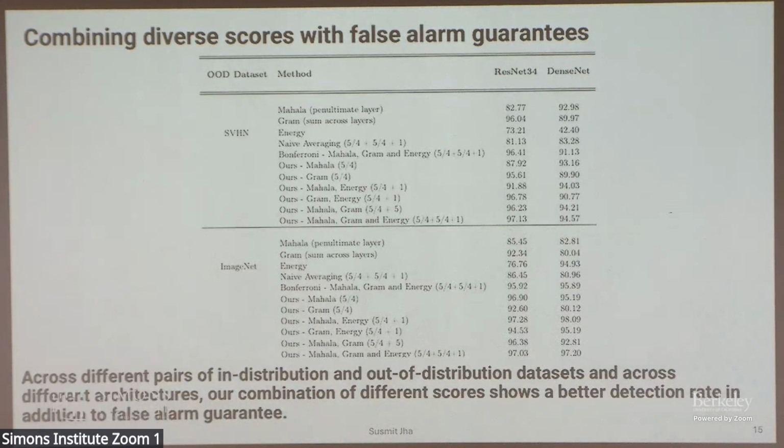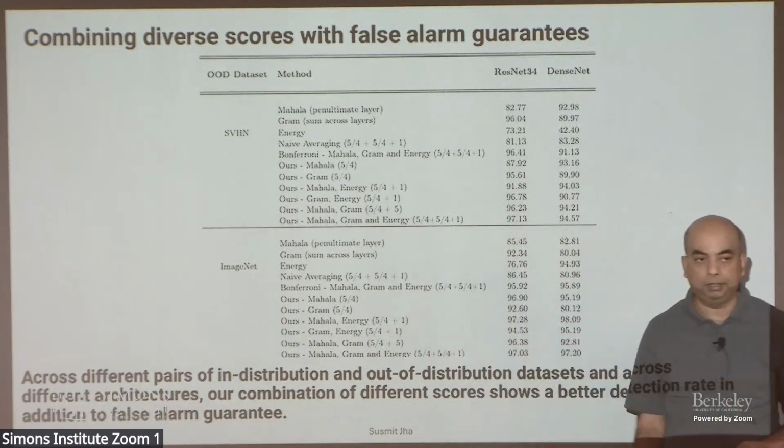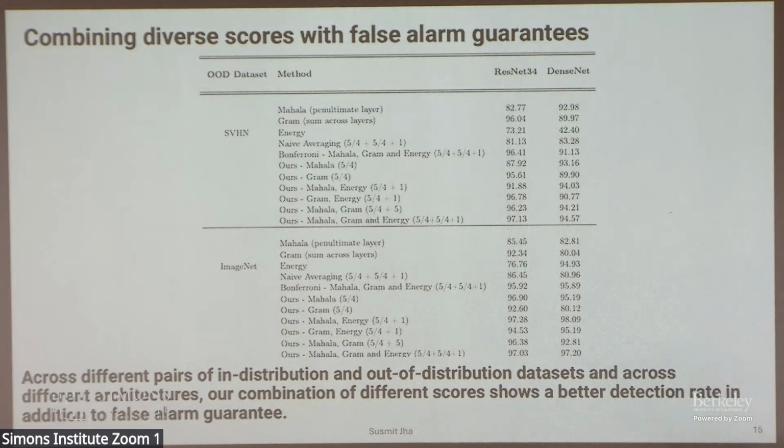And then, as it has to be the case for ML/AI papers, we did a lot of experiments with different architectures, with different in-distribution and out-of-distribution data. And what we found is that if you look at Mahalanobis, Gram, Energy, a bunch of these different methods, the way to combine them with our method seems to be able to do better compared to any of them in isolation, and many other ad hoc ways to combine them.